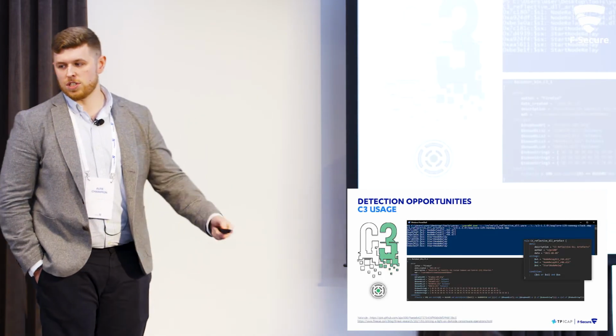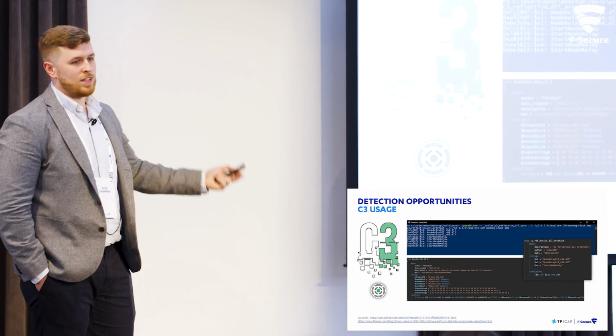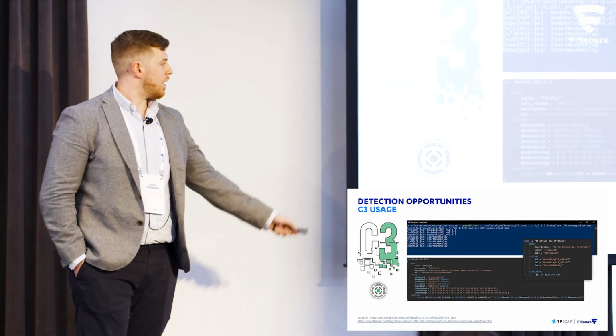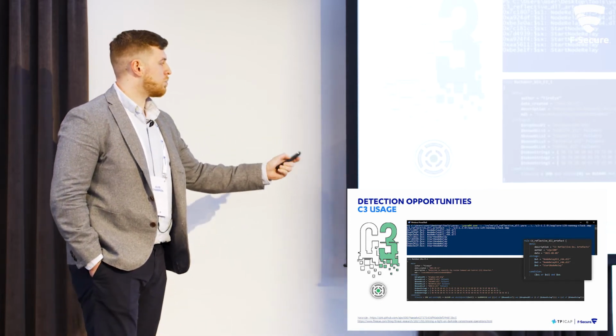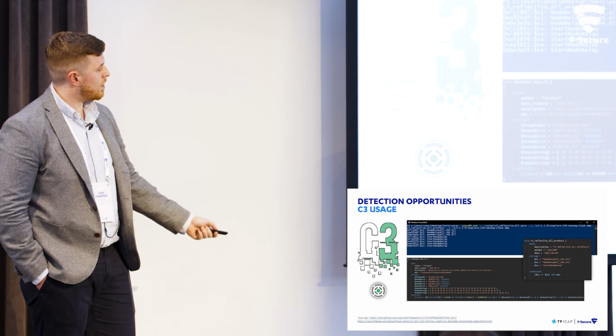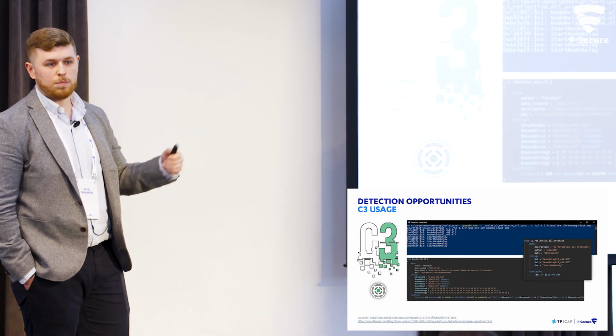Firstly, C3 usage. This goes for obviously this channel and all subsequent channels, but C3 itself has its own artifacts that we can detect upon. Here we go. This YARA rule here is from a FireEye blog from the DarkSide ransomware usage, and we can see a series of strings there that we can scan for to identify C3 binaries.